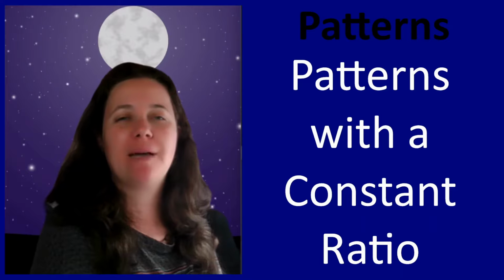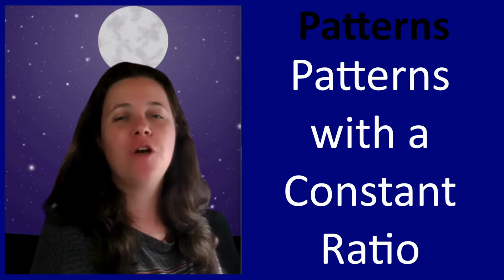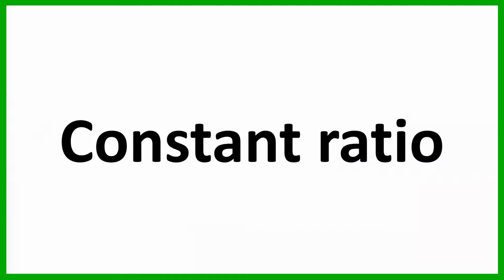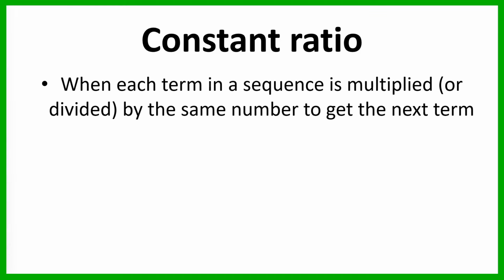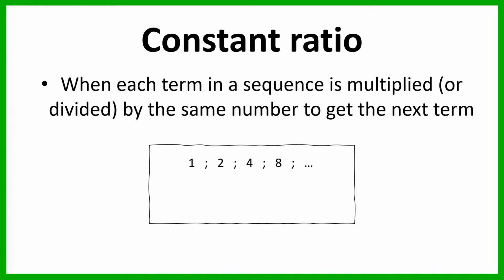Today we're going to be learning about patterns that have a constant ratio. First, let's really talk about what we mean by a constant ratio. When a pattern has a constant ratio, it means that each term in the sequence is multiplied or divided by the same number to get the next term. So if we look at an example over here, we've got a pattern that goes 1, 2, 4, 8.